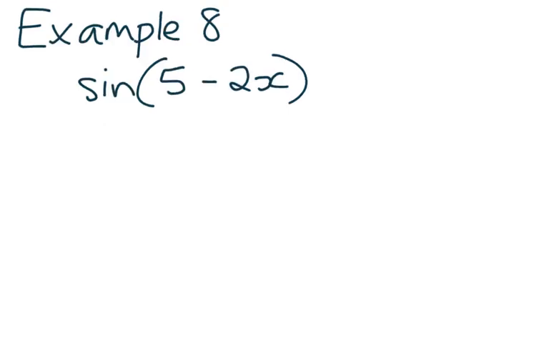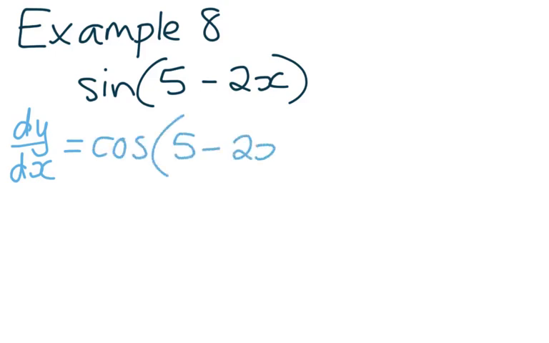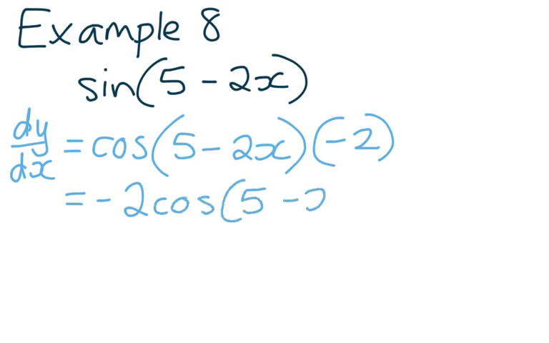And the last example is the same sort of question. So we work out what's the derivative of sine. So the derivative of sine is cosine, and then we would have cosine of 5 take 2x, and then we have to multiply it by the derivative of the inside of the bracket. So 5 take away 2x, the derivative is negative 2. So then we would just bring that to the front, and it's negative 2 cosine of 5 take 2x. And that's our derivative.